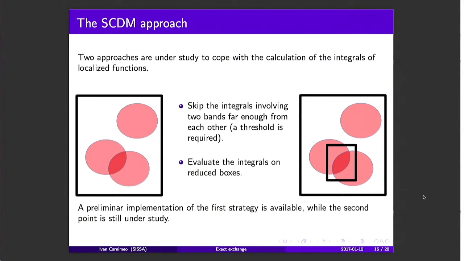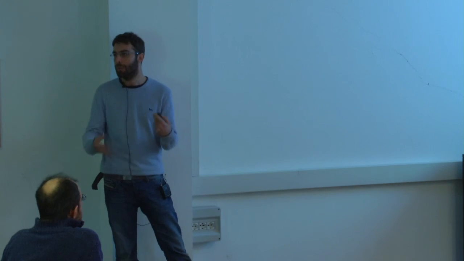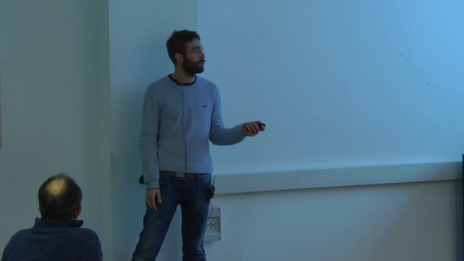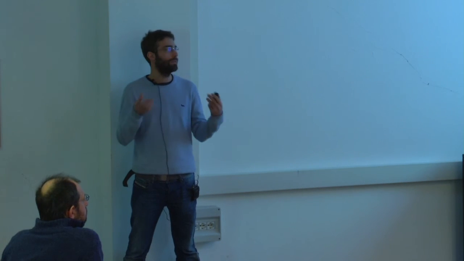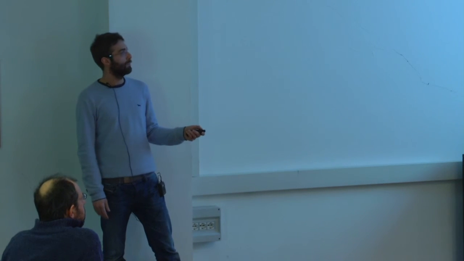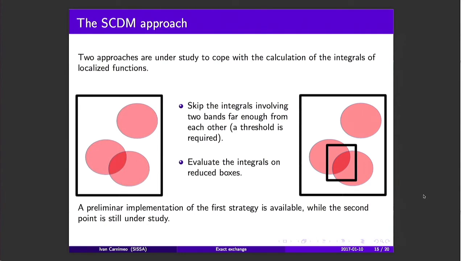The other way, which is more elaborate, would be to solve the Poisson equation, rather than on the full simulation box, on a smaller box, which includes only the localized density product. Of course, this is more elaborate because we have to think how to solve the Poisson equation on a reduced box, and we also have to find a reproducible and stable algorithm in order to find the reduced box, which is not trivial. So this is still in progress.